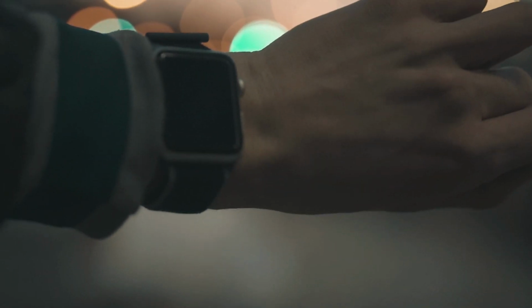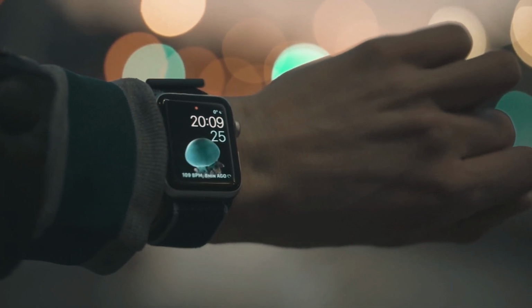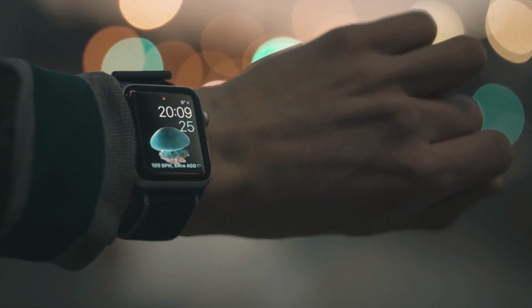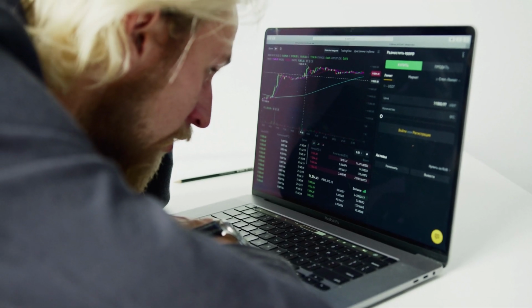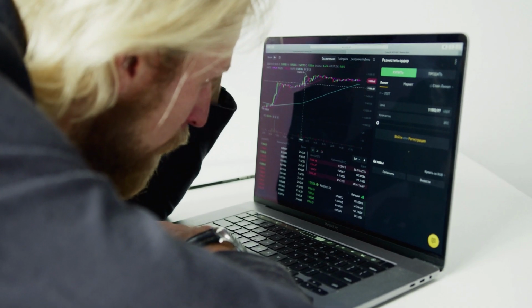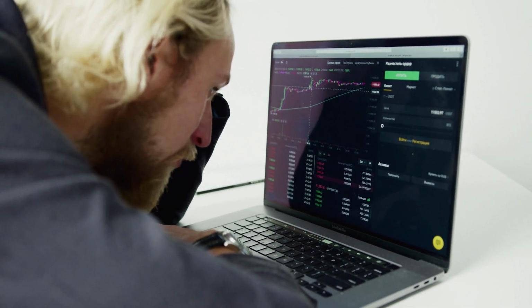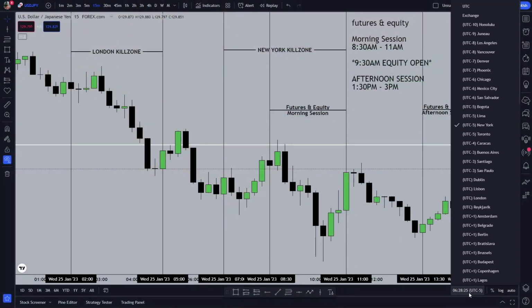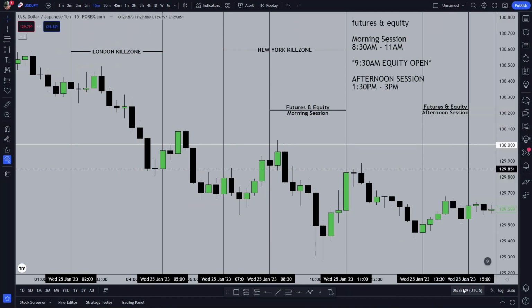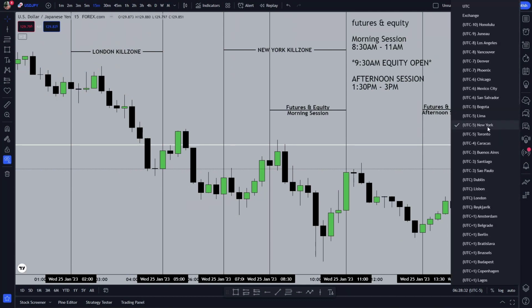First of all, time is an important factor because, as mentioned by ICT, algorithms are used based on specific time. Therefore, we have to look at the time first before we even look at the price. ICT calls them kill zones. Kill zones are time windows for Asian, London, and New York trading sessions. Make sure you always change your time zone to New York or view the market through the lens of the New York time zone.